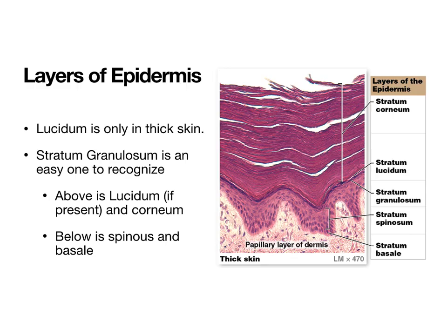Okay, so then we have our epidermis. We have different layers of our epidermis. Remember that lucidum is only found in thick skin. We have our stratum corneum, which is on the top there. We have our stratum lucidum, which is only found in our thick skin. Then our next layers are stratum granulosum, and then we have stratum spinosum, and our last layer is stratum basale. And then we have that papillary layer of our dermis down there. Those ridges and papillae interconnect with each other.